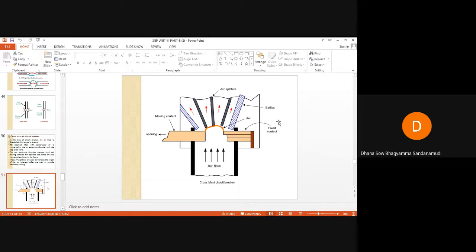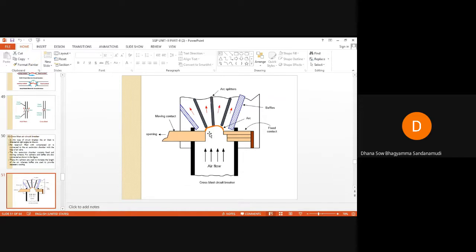When the moving contact moves away from the fixed contact due to the fault in the system, an arc is struck between the moving contact and the fixed contact. The high pressure air coming at right angle to the arc will force the arc into the arc splitters. Arc splitters are nothing but arc tubes.